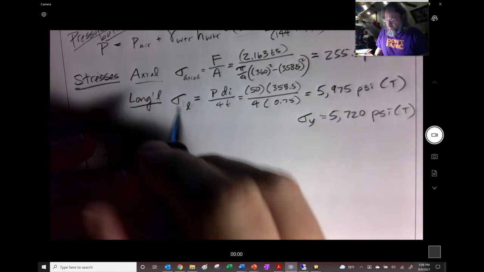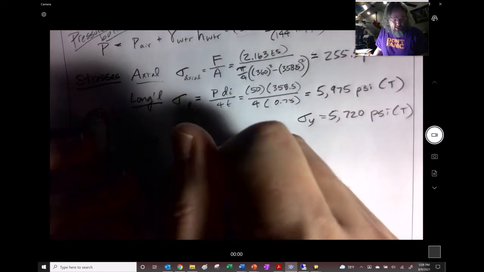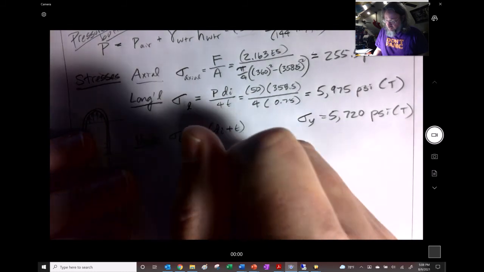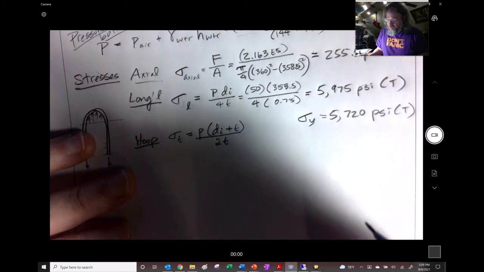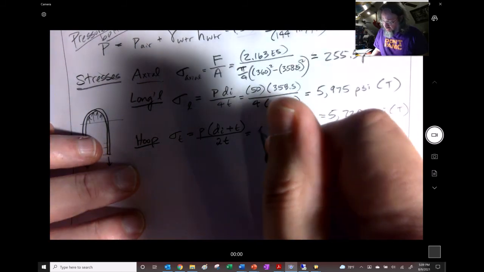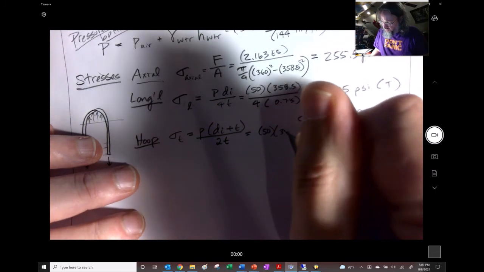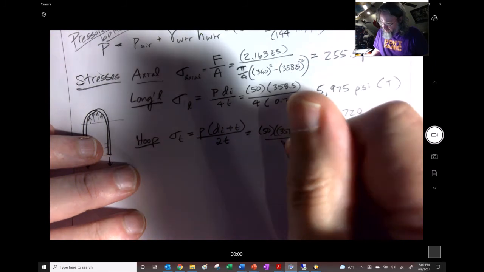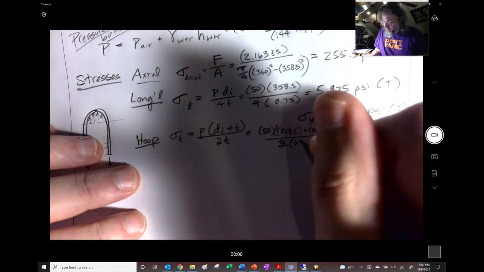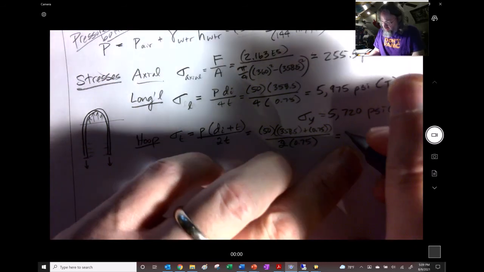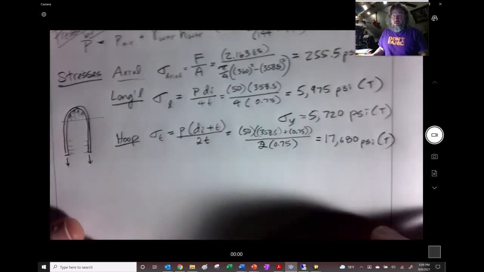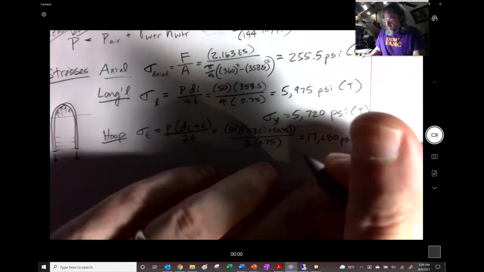And then for the hoop, I'll write it as hoop, or you could have said tangential if you wanted to. I use the subscript T because it's on the inside surface, so we'll get the pressure times the inside diameter plus the thickness, divided by 2, and divided by t. So we get 50, and then our 358.5 plus our 0.75. It's not going to change it a whole lot. Divided by 4, and divided by 2, sorry, and 0.75, right? And we end up with 17,680 psi, and this is tension, and that's going to be also equal to sigma z.